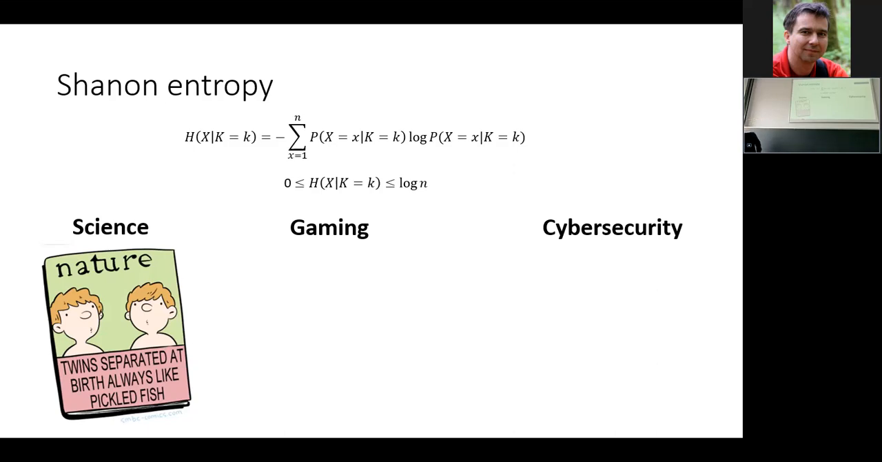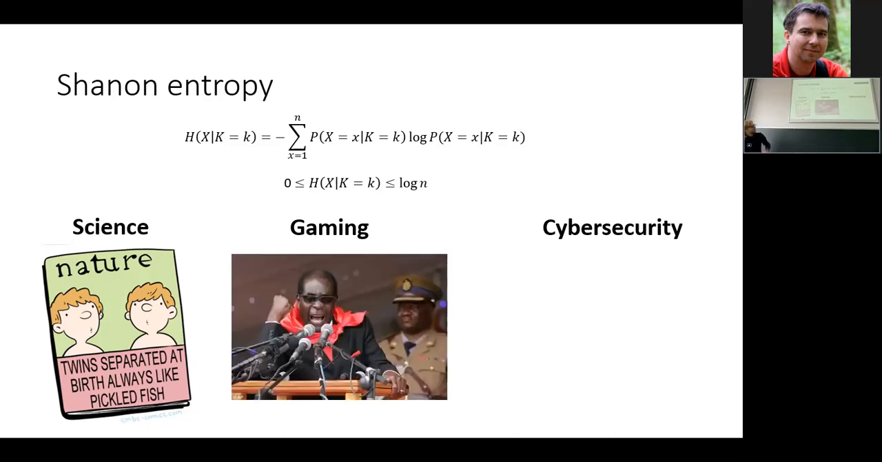Okay. Second, gaming. Now, this is Robert Mugabe. He's from Zimbabwe, and he used to be the president of this country. And while being the president, he won the national lottery. There are no proofs that he knew the numbers beforehand, but given that corruption in Zimbabwe has its own entry in Wikipedia, this is highly probable.